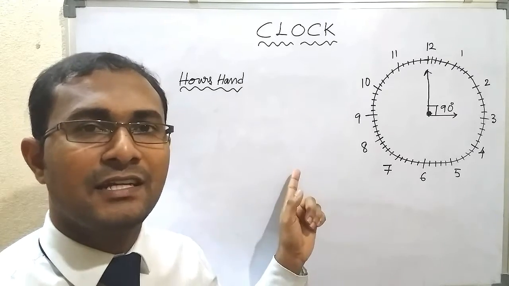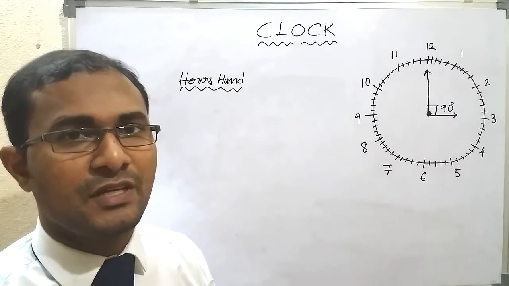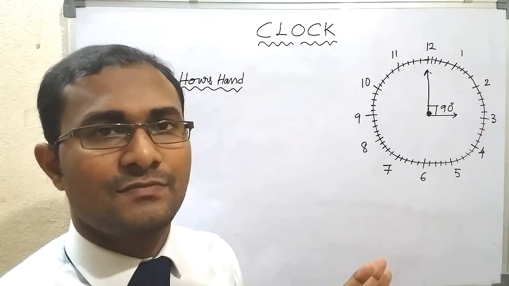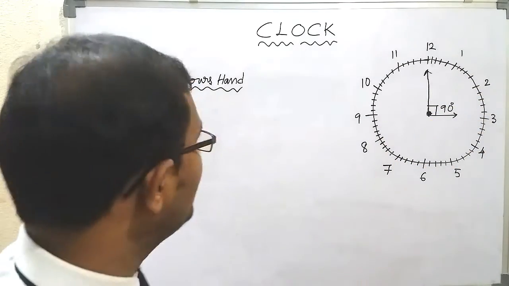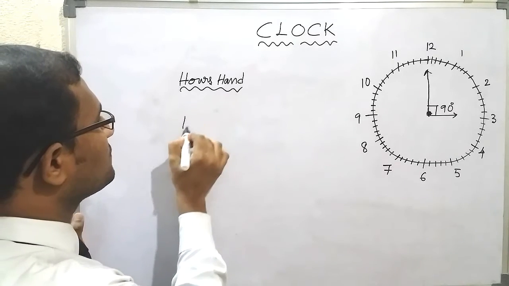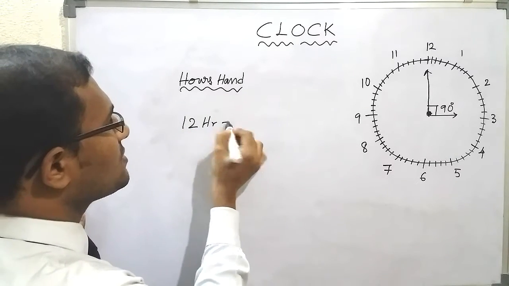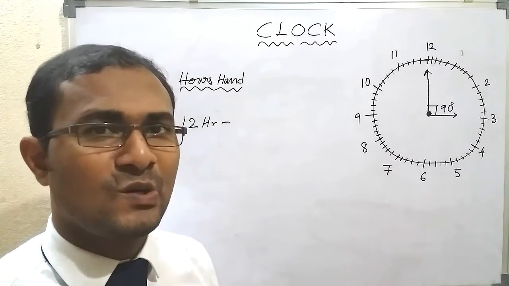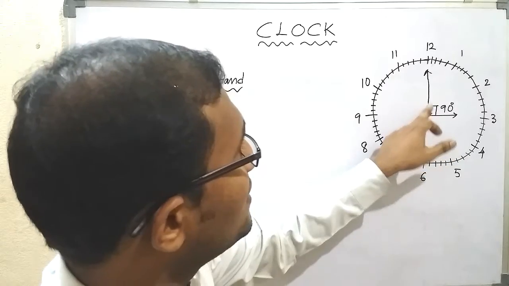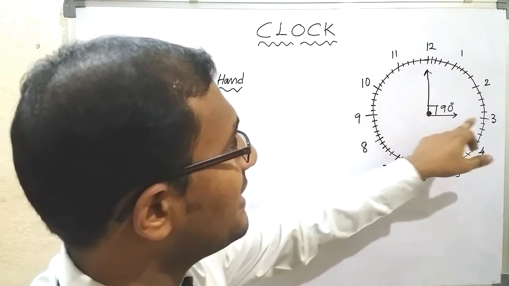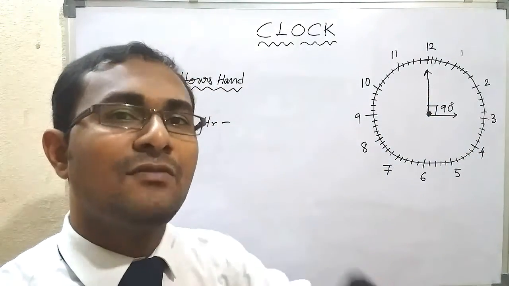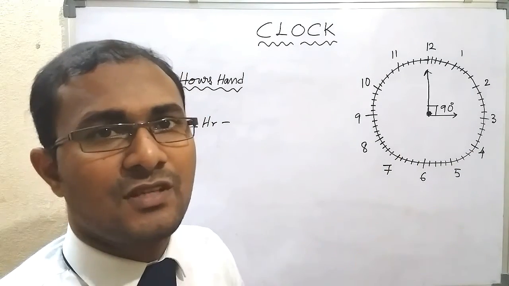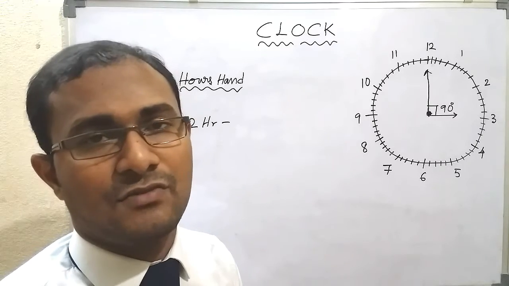Now let us see the hours hand condition and the minutes hand condition. What is the total angle of this clock? 360 degrees, there is no doubt in this. We know that for every 12 hours, the hours hand comes to the same position. If you look at the clock here, the hours hand is at number 3. After how many hours does the same hours hand come to number 3 only? Obviously after 12 hours.